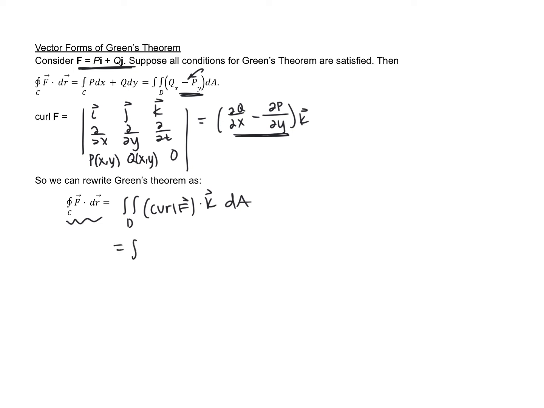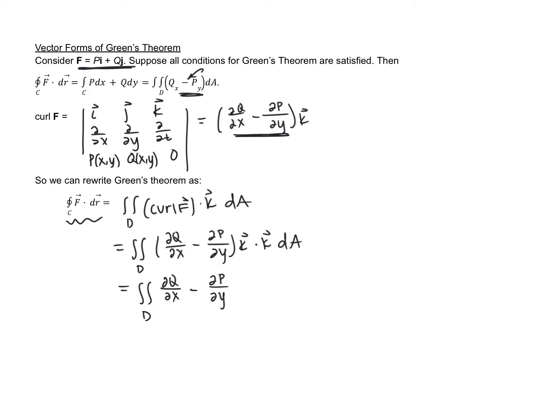So then this becomes curl of F we talked about above, the partial of Q with respect to x, subtract the partial of P with respect to y, times k, and we're dotting with k dA, which again gives us the double integral over the region D of the partial of Q with respect to x, subtract the partial of P with respect to y dA. Okay, so that's just a fun fact for you, that we can write Green's theorem in terms of vectors.